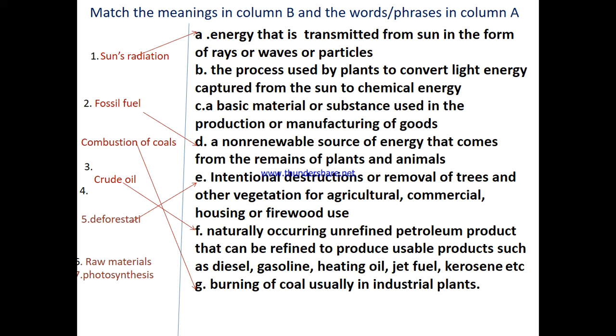Deforestation, the intentional destruction or removal of trees and other vegetation for agricultural, commercial, housing or firewood use. Raw materials, a basic material or substance used in the production or manufacturing of goods. Photosynthesis, the process used by plants to convert light energy captured from the sun to chemical energy.